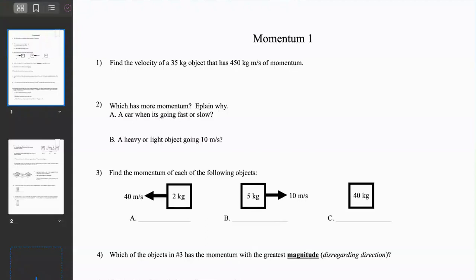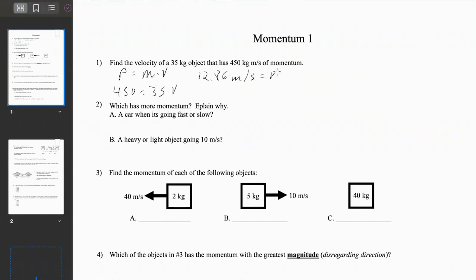Find the velocity of a 35 kilogram object that has 450 kilogram meters per second of momentum. So we know momentum is mass times velocity. In this case, our mass is 35 kilograms and our momentum is 450. So we have 450 is equal to 35 times the velocity. Divide both sides by 35, and we should get 12.86 meters per second for our velocity.